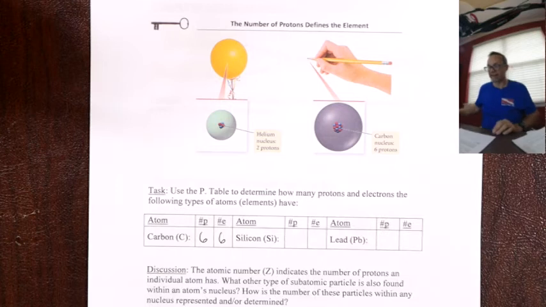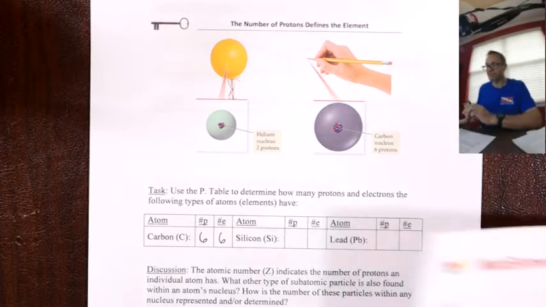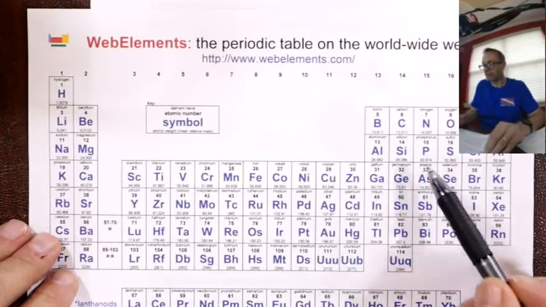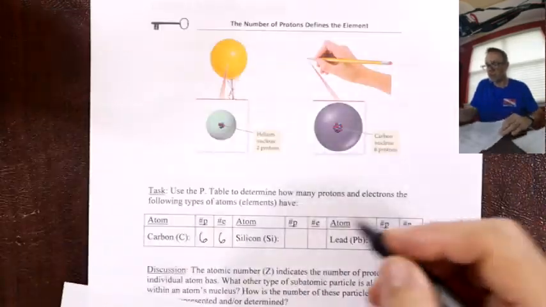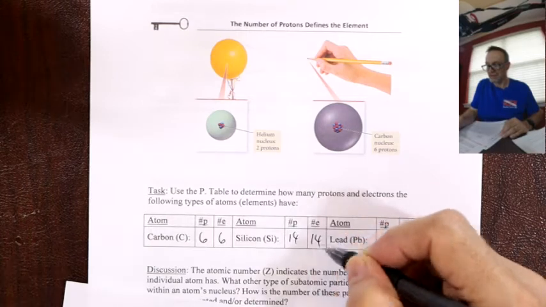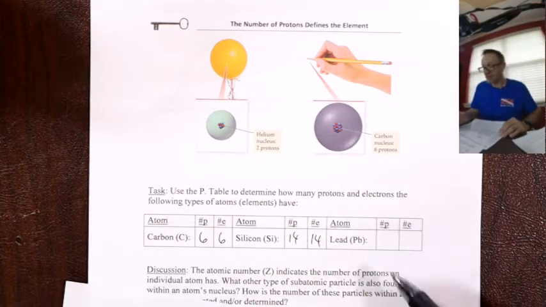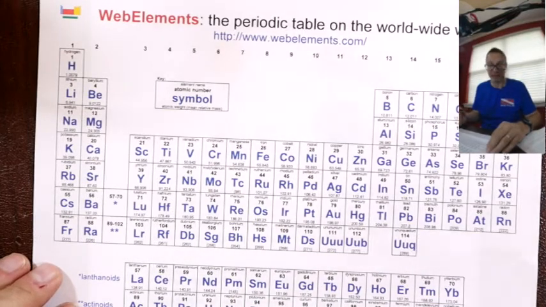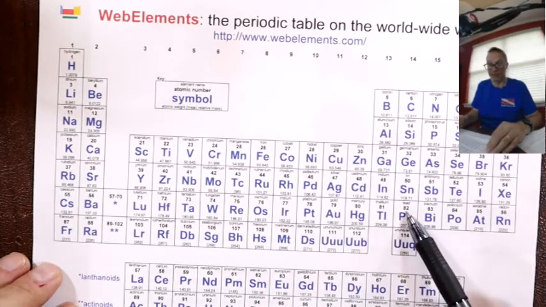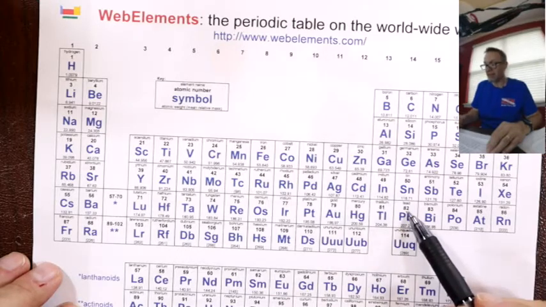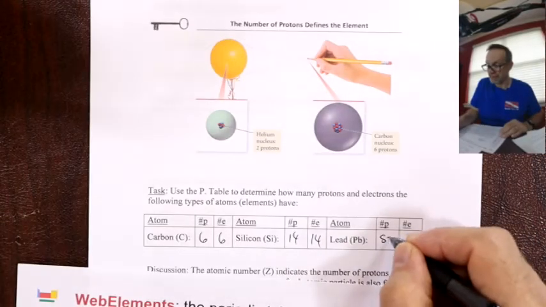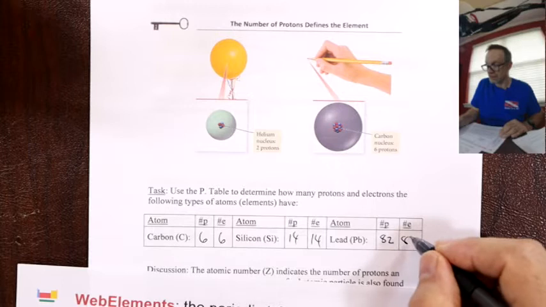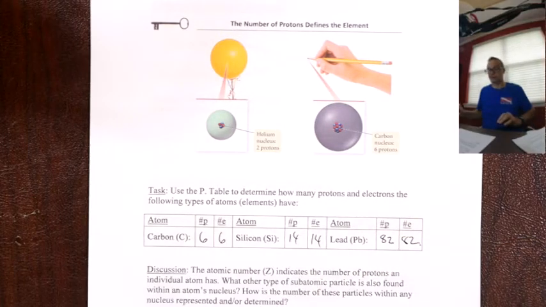Okay, you're back? So real quick, silicon, number 14 in the periodic table, 14 protons, 14 electrons. Yeah, it's that easy. And then lead, a little bit further down, and lead is heavy. We use it for fishing weights because it's got lots of protons in its nucleus. Those are the things that weigh, 82 of them. Okay, 82, and of course, 82 electrons. All right, so fair enough.